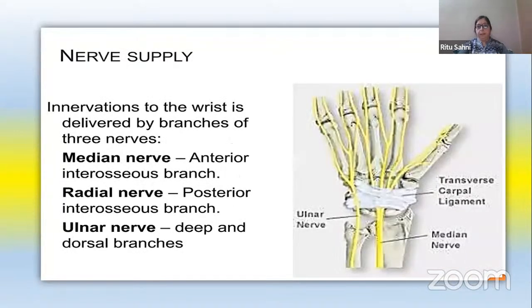And the nerve supply: yes, there are three main nerves supplying the hand, that is the median nerve with its anterior interosseous branch, the radial nerve, which supplies posteriorly the extensor group, superficial versus deep, and the ulnar nerve, which is on the ulnar side.